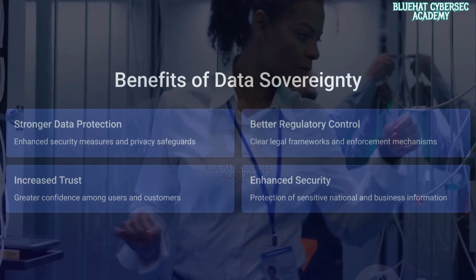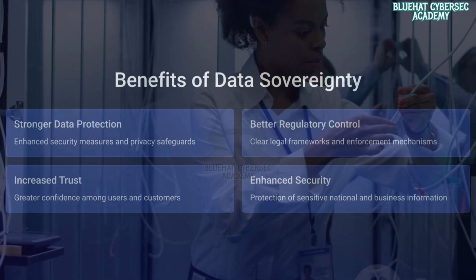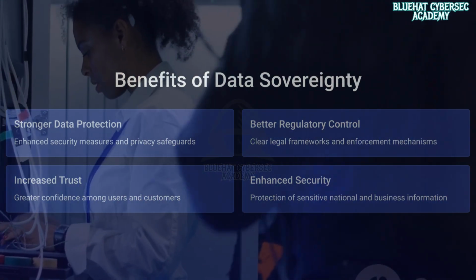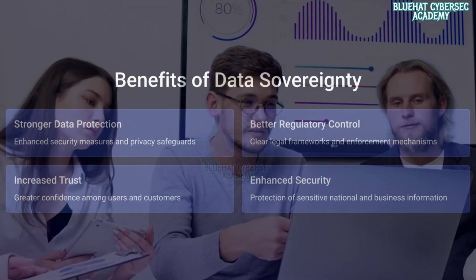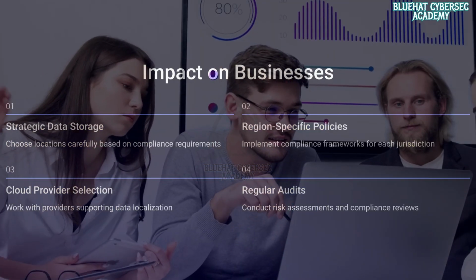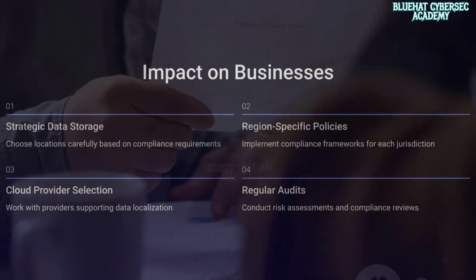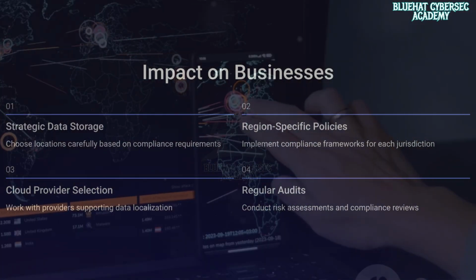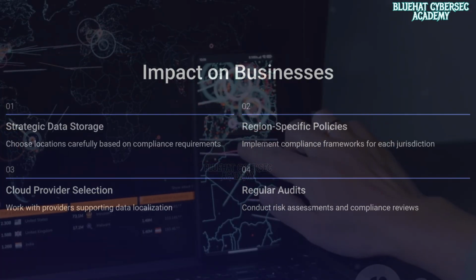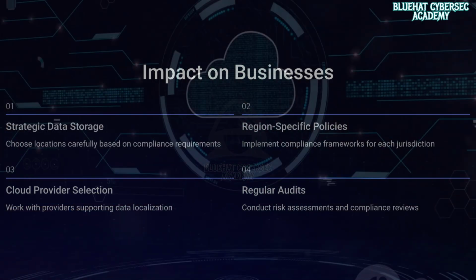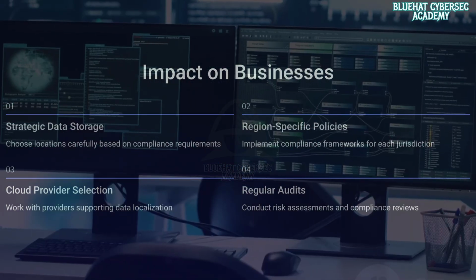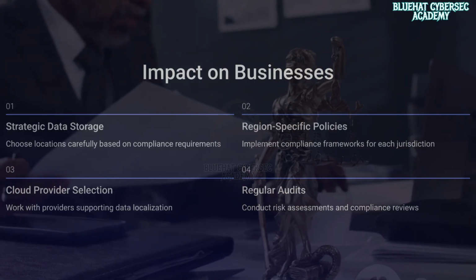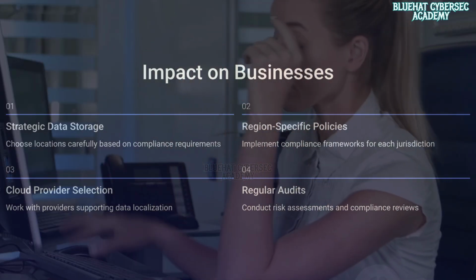Despite these challenges, there are some clear advantages. There's stronger data protection, better regulatory control, increased trust among users, and, of course, enhanced national security. Now let's look at how this affects businesses. Organizations need to adapt their strategies to comply with data sovereignty laws. This includes things like choosing data storage locations carefully, implementing region-specific compliance policies, working with cloud providers that support localization, and conducting regular audits and risk assessments. Failure to comply can lead to legal penalties, reputational damage, and even loss of customer trust.